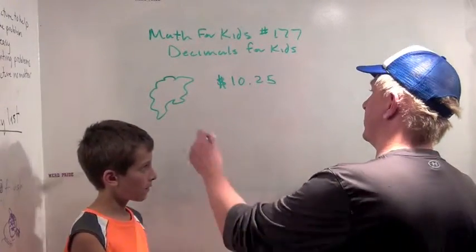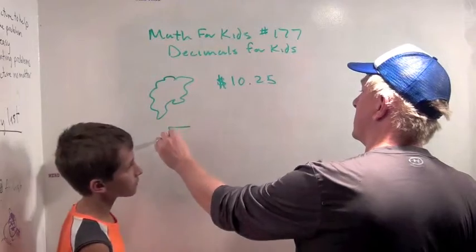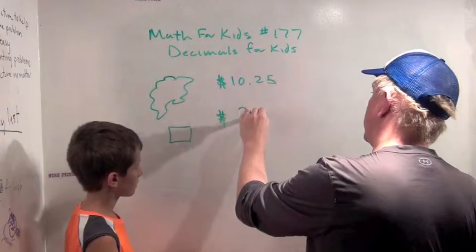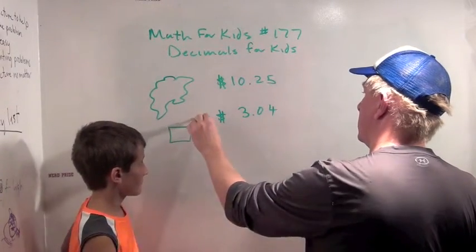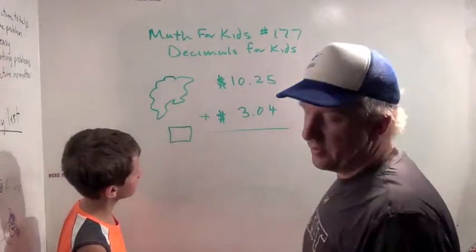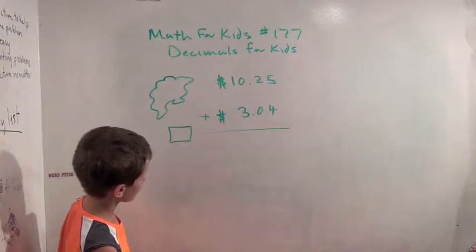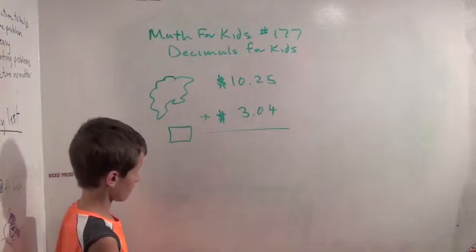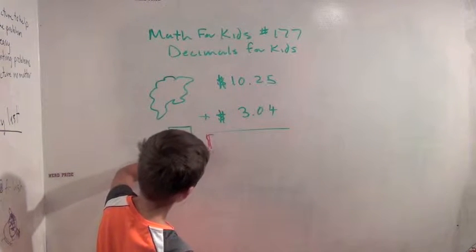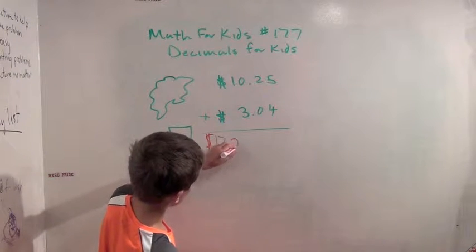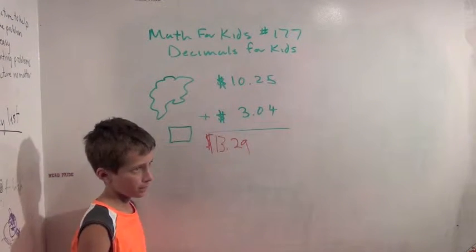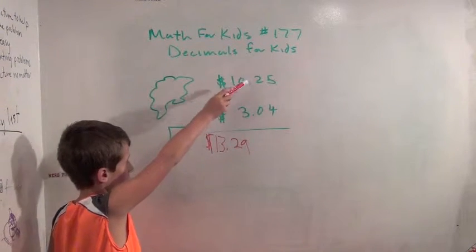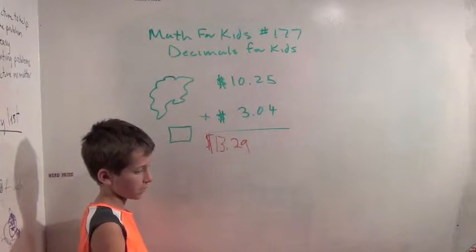What if you're going to buy something else, like maybe you just bought a square and it costs $3.04. How much total money would you spend? We'd spend $13.29. Okay, go ahead and write that. $13.29. And how did you figure that out? Just add the whole numbers and add the decimals. Add the whole numbers and add the decimals.